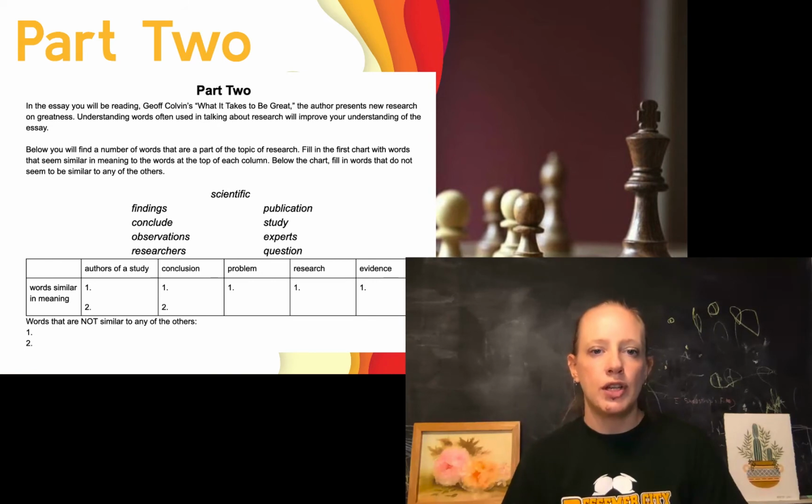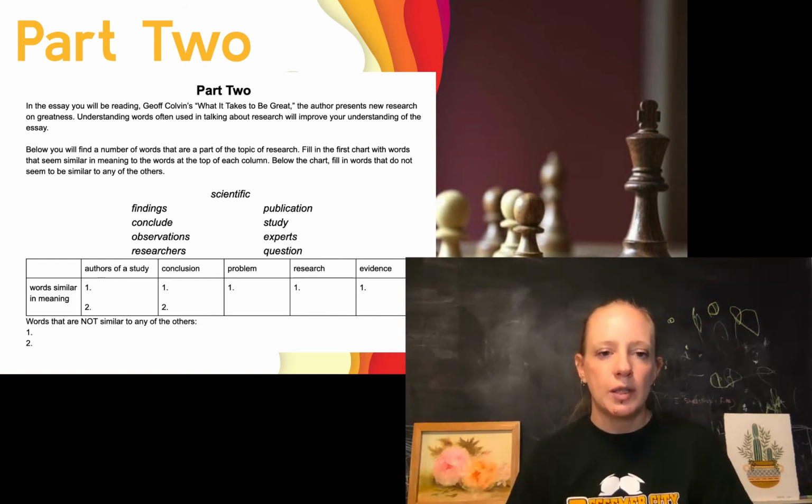Let's look down at part 2. We're going to be reading an article, Jeff Colvin's What It Takes to Be Great, and it uses a lot of language around research. So we're going to use those words to put into the chart. Now you can see there's 9 words there, kind of in italics right above the chart. Each one of those goes one place.